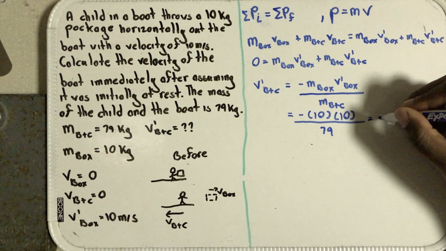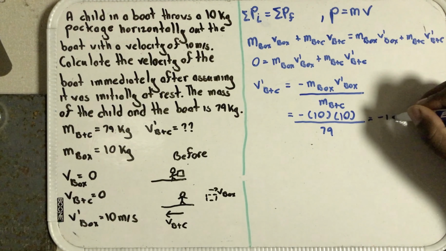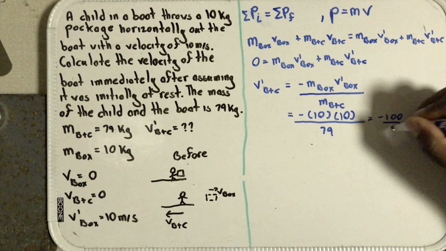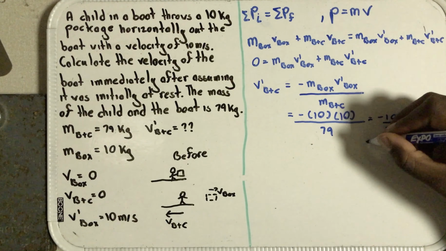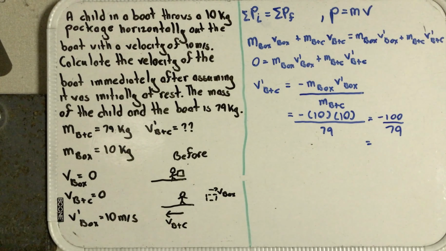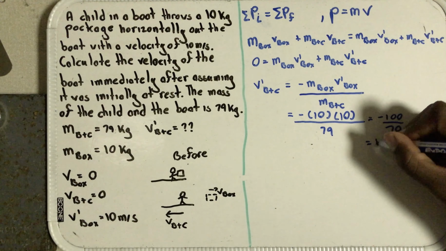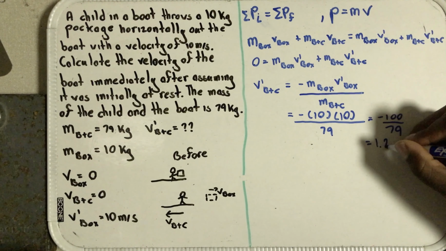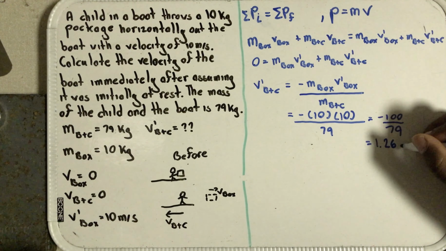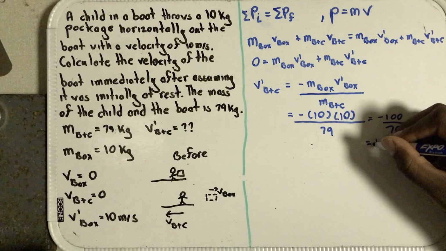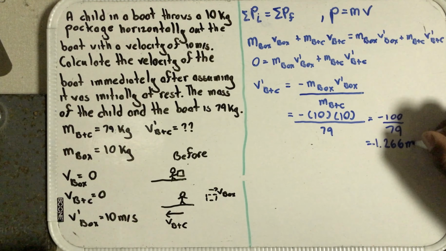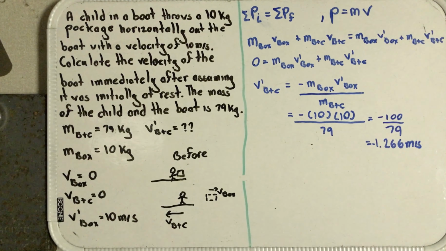So this actually ends up working out to be negative 100 over 79. And when we work this out, we end up with negative 1.266 meters per second.